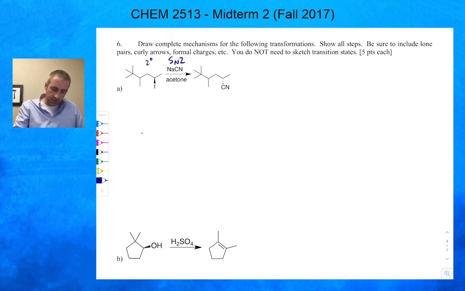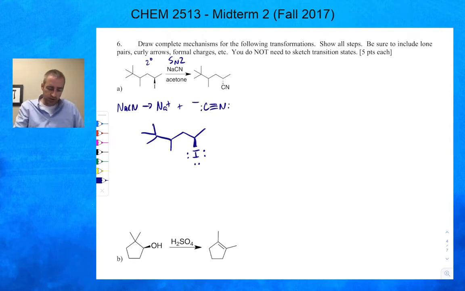Okay, so let's draw this out. Let's draw all this stuff, which doesn't have anything to do with the reaction. It says it wants all lone pairs, so let's complete the octet of the iodine. And let's give it some stereochemistry there too. Make a wedged bond. Cyanide is going to be our nucleophile. Remember, if you see NaCN, we need to dissociate it into Na plus and CN minus. CN minus has this Lewis structure. It will come and attack the backside of the alpha carbon.